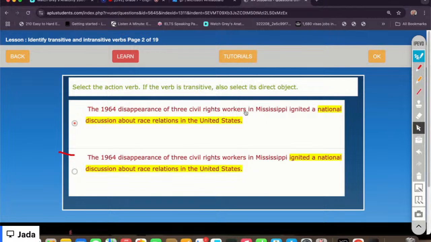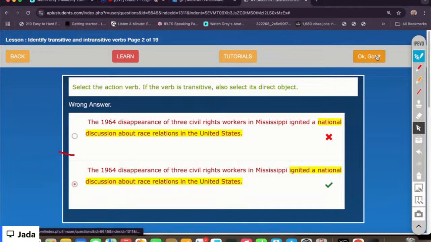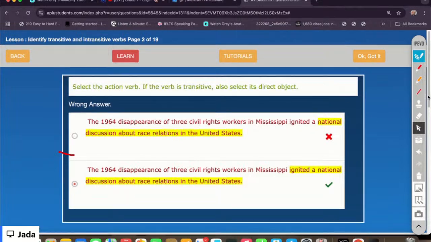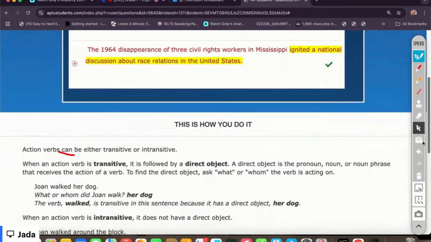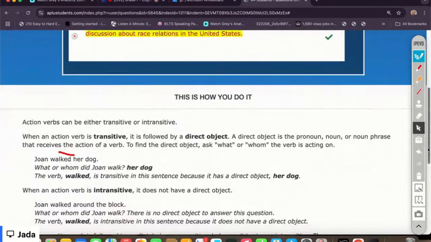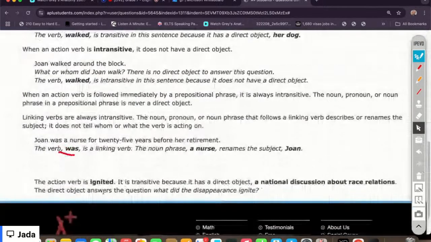So between this, what is the right answer here? This is wrong because "ignited" is supposed to be also highlighted. That's good. The action verb is "ignited", exactly. It is a transitive verb because it has a direct object.